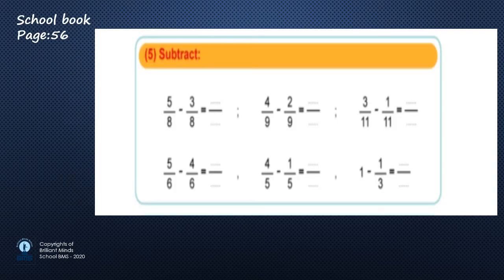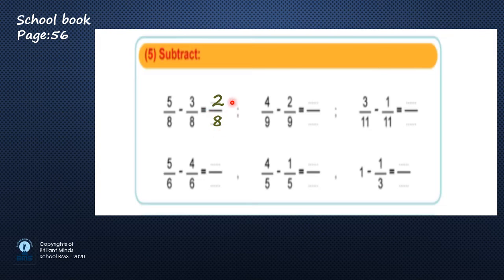Okay, dearies, go to your school book, page 56, question number 5. Subtract 5 over 8 minus 3 over 8. We said what are the steps? Drop the D, subtract n, and simplify. Okay, drop the D. The D here equals 8. So I drop the 8. Then 5 minus 3. Count after 3 to reach 5. After 3, 4, 5. How many fingers? 2. So put 2.